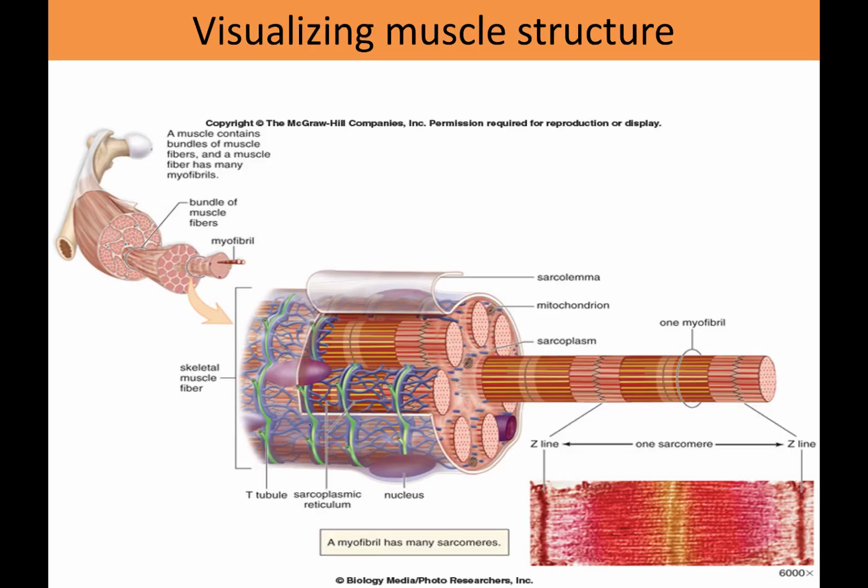There's a picture showing how you get from this big muscle here and work all the way down to the sarcomere level, which is made up of those thin and thick myofilaments. So even here, there's some thin ones along here. There's some thin over here as well. The thick is this darker pink that's in the center.